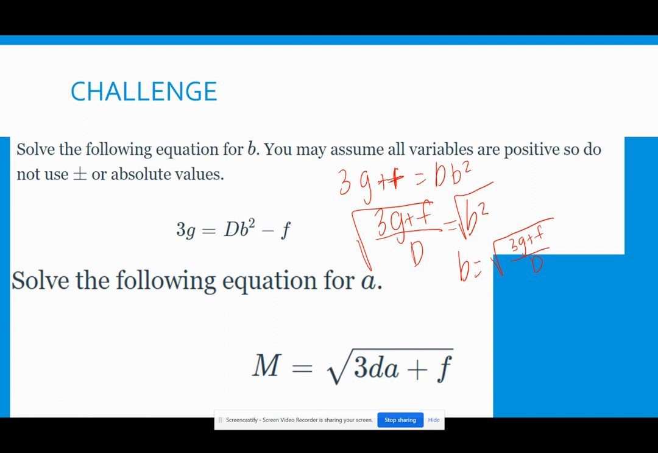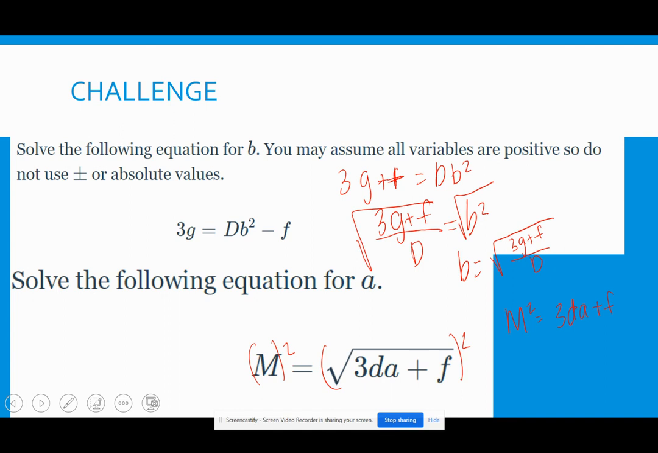Now we want to solve for A in this problem. So like I said before, square roots and squaring are reciprocals of each other. So you cannot do anything inside the square root until you get rid of it. It's just like parentheses. You can't move something out of parentheses until you get rid of the thing that's attached to it. So to get rid of the square root, we're going to square both sides. So I'll get m squared equals 3dA plus f. It gets rid of the square root. It squares the left side, keeps the right under the radical the same.